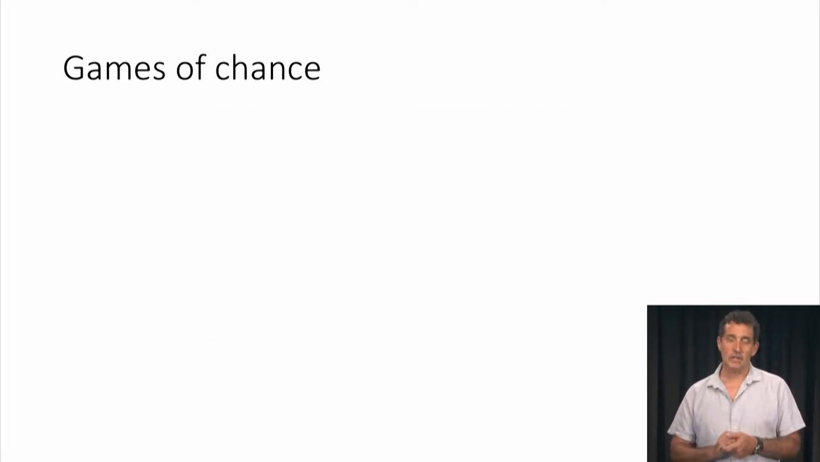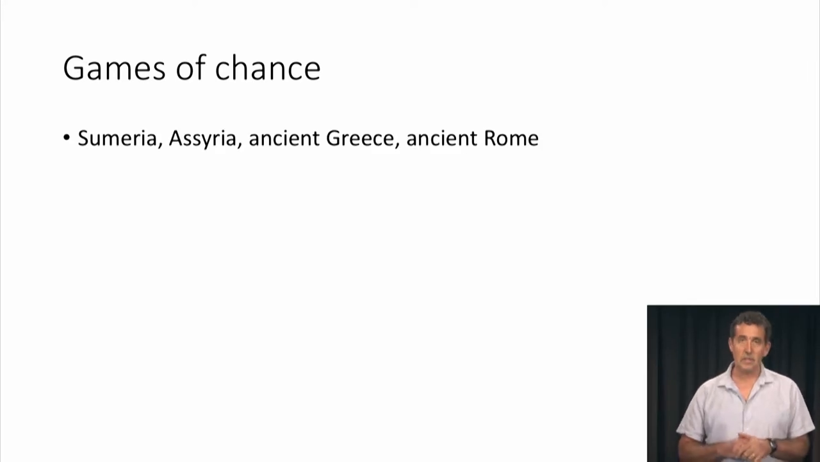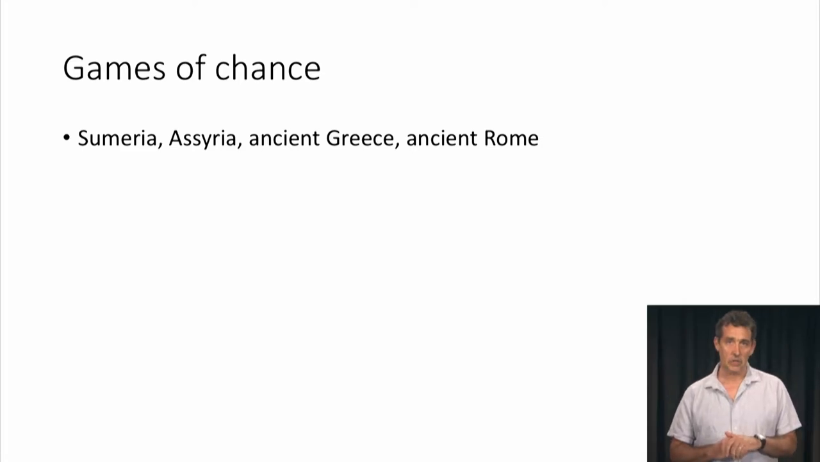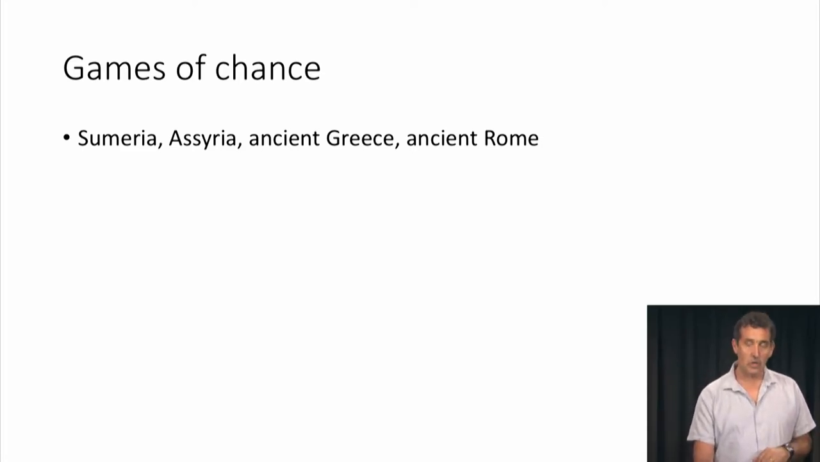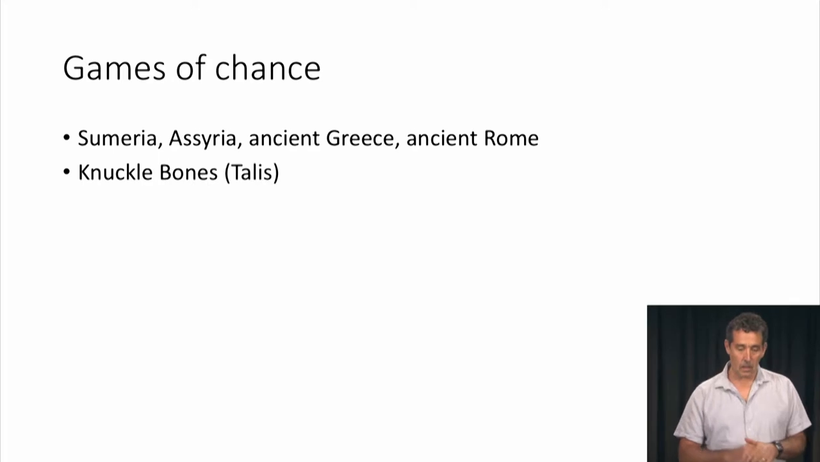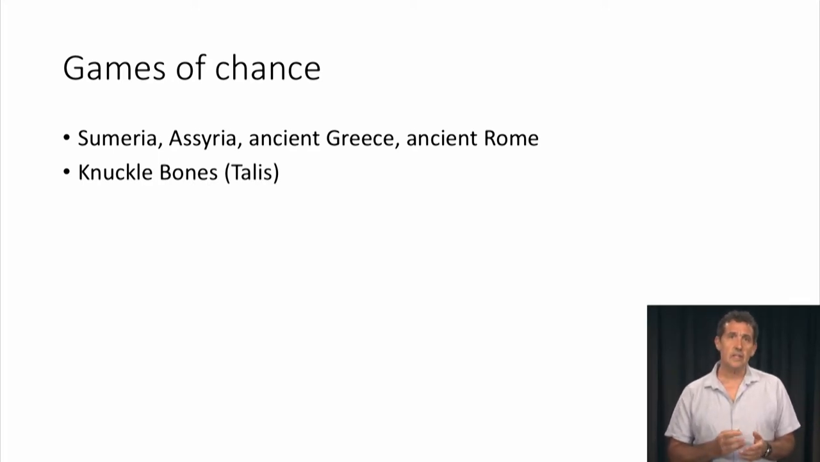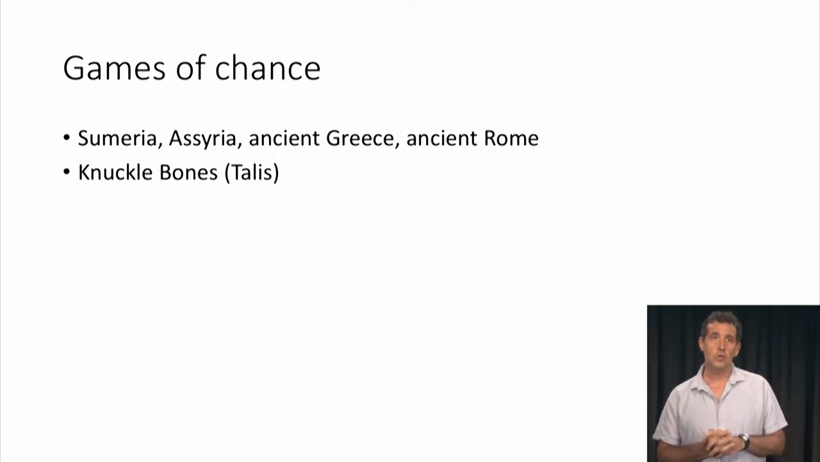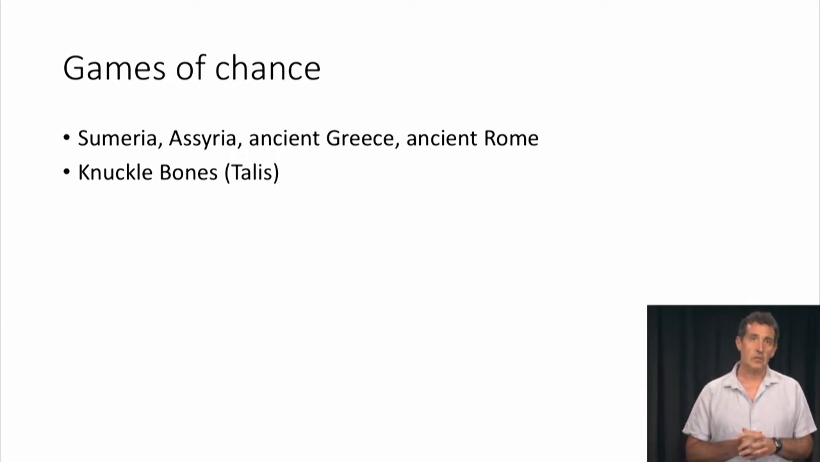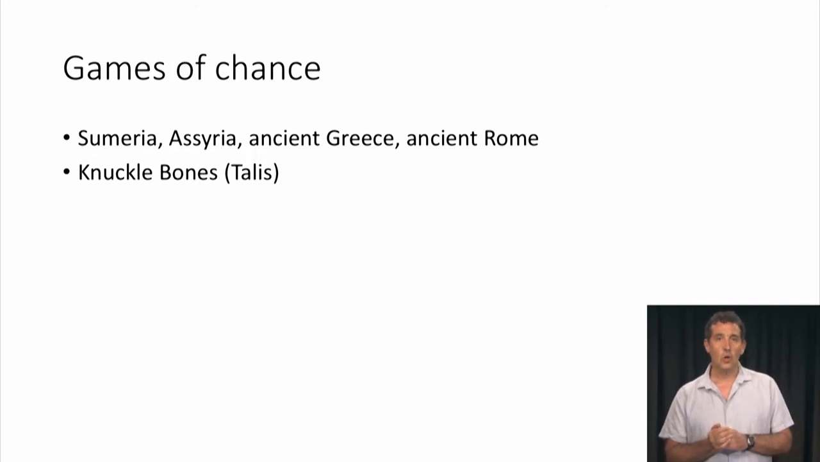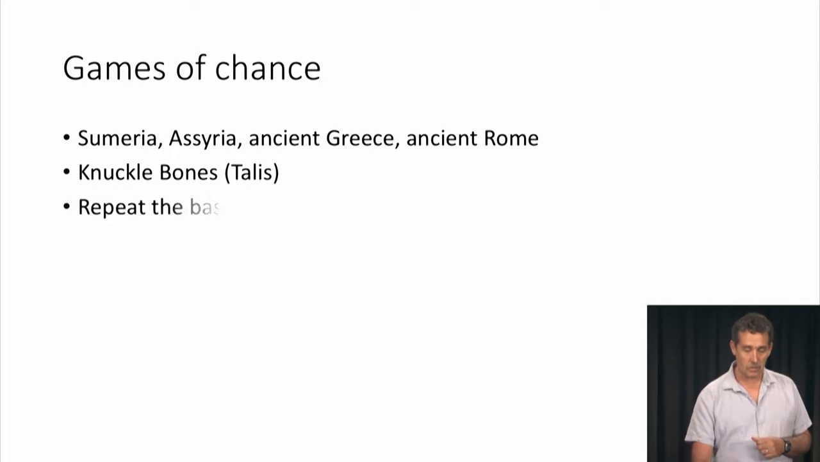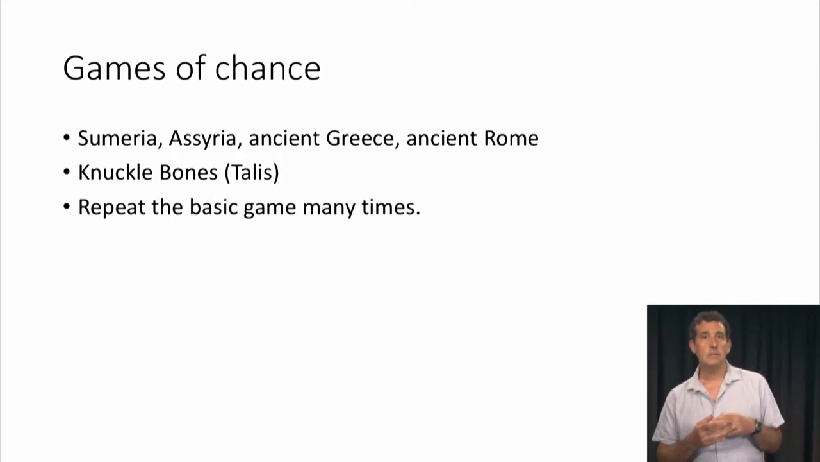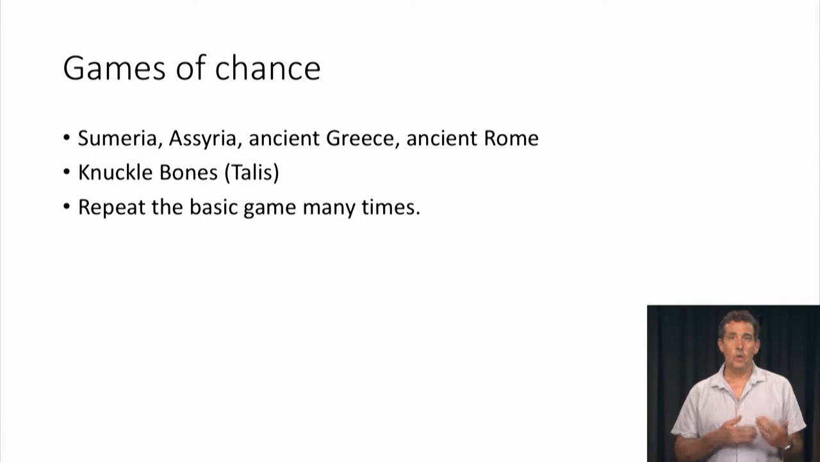Okay, so games of chance. Games of chance have existed for a very, very long time, much before the 1600s, probably from before Christ. And the earliest kind of games were based on what was called knuckle bones or talis. So those are bones that are taken from goats, and they were used to play games. And the important thing about these games is that they were played many times, one after the other.